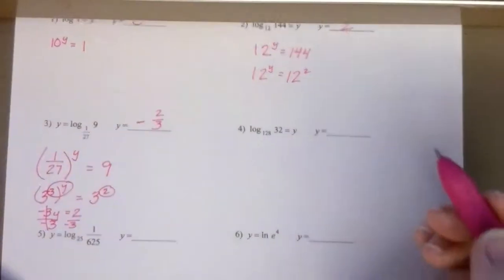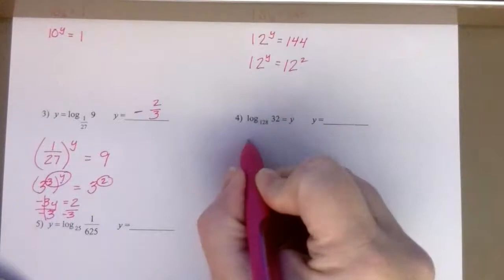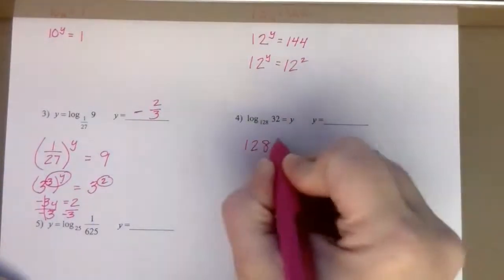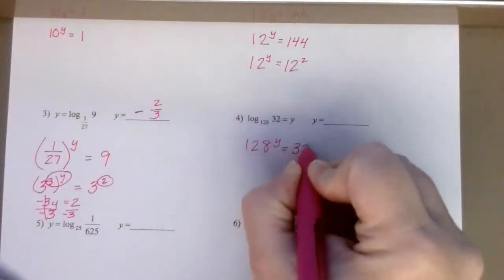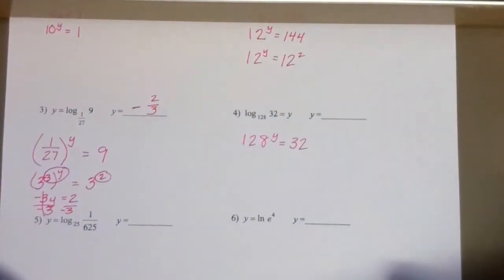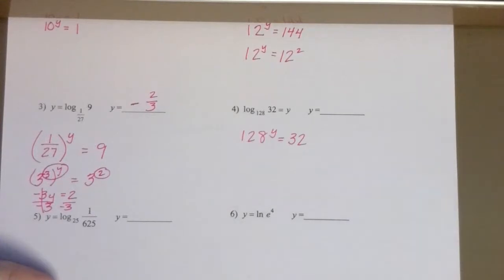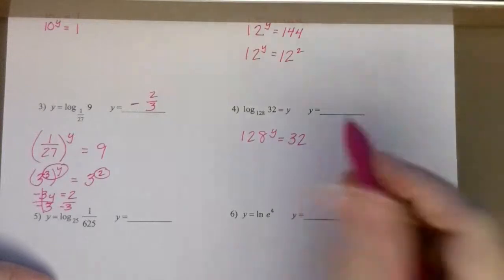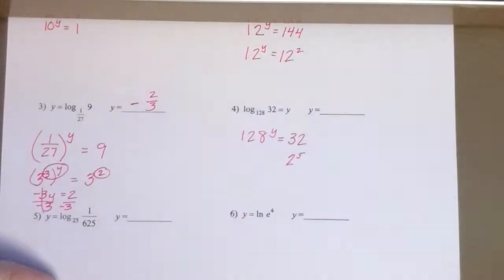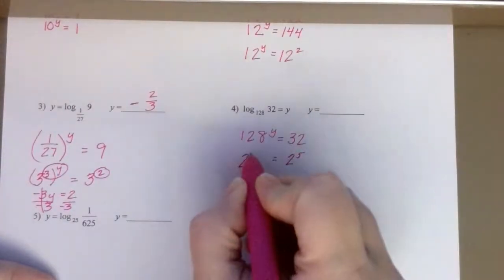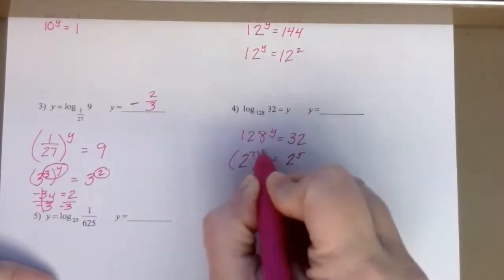I think number 4 is similar to that one. What's my base? 128. What's my exponent? Equals 32. Okay. I don't think 32 I can raise to a power and get 128. Right? So, I need to rewrite these as powers of something else. Well, I know 32 is 2 to the 5th. What about 128? 2 to the 7th to the y.